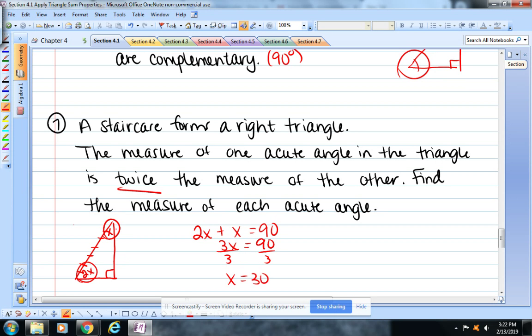So that's one acute angle is 30 degrees. Again, twice means 2 times it. So 2 times 30 would be 60 degrees. So my two angle measures would be 30 degrees and 60 degrees. And again, double check, they do add to make 90 degrees.